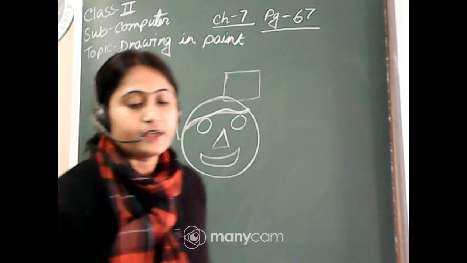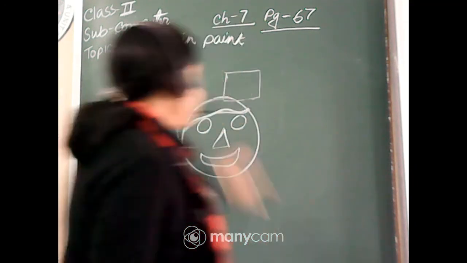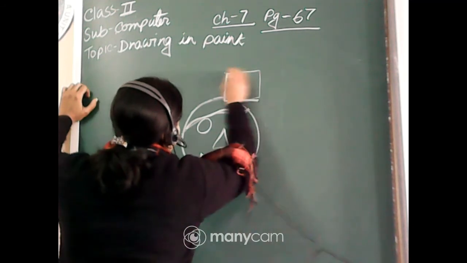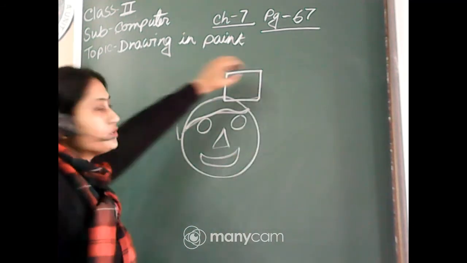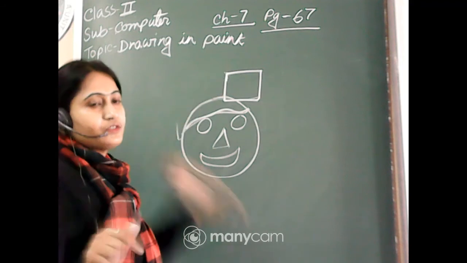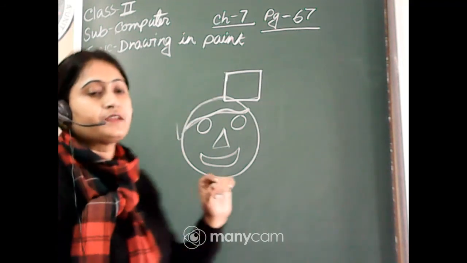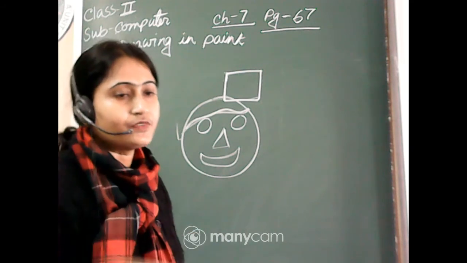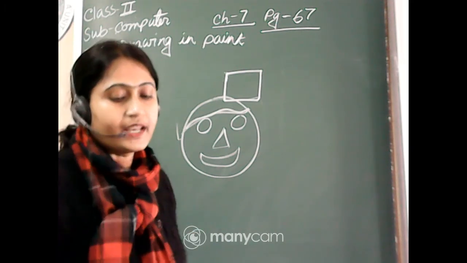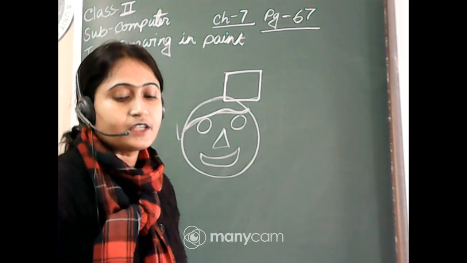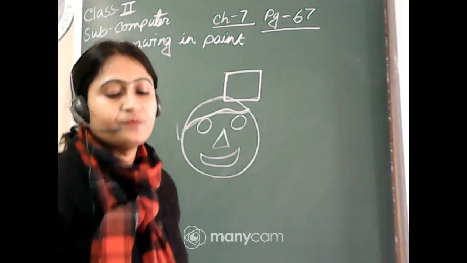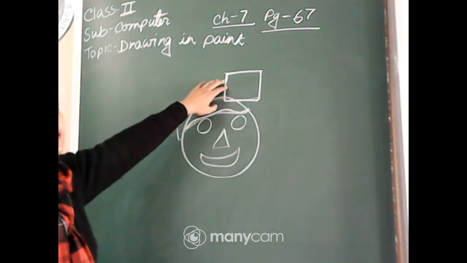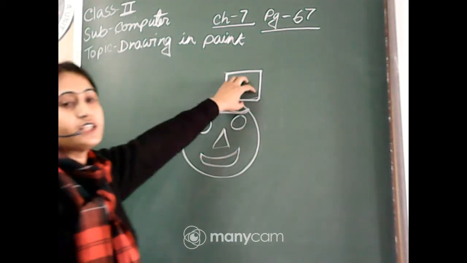Take the mouse pointer. This is a square, not a rectangle. The square-shaped eraser will come on the screen. Using the mouse, hold down the left mouse button and drag it over the part you want to erase. Take the mouse pointer to the area from where you would like to erase the drawing. The pointer will change into this shape.